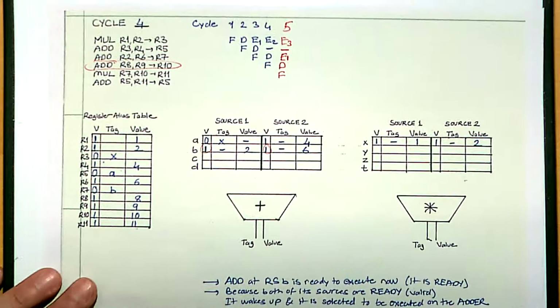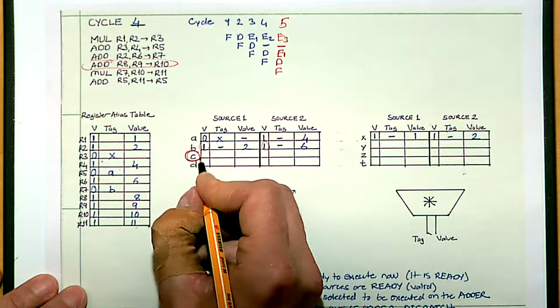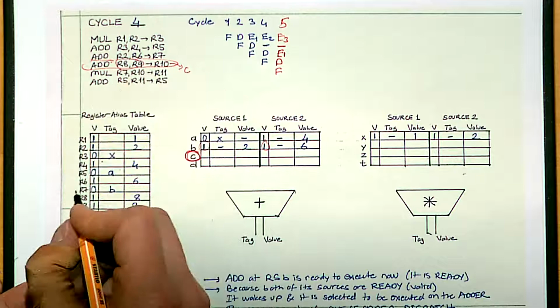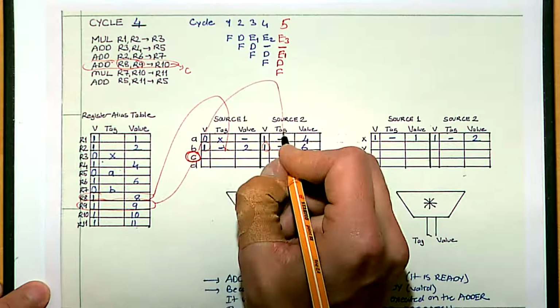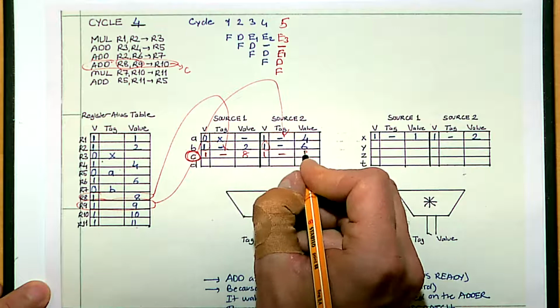The first step, we allocate the next available reservation station. So R10 is going to be renamed to C. We're going to read R8 and R9. R8 is this one. R9 is this one. They both happen to be ready. And you know what will happen in the next cycle. Because they're both ready, we're going to get this executed.